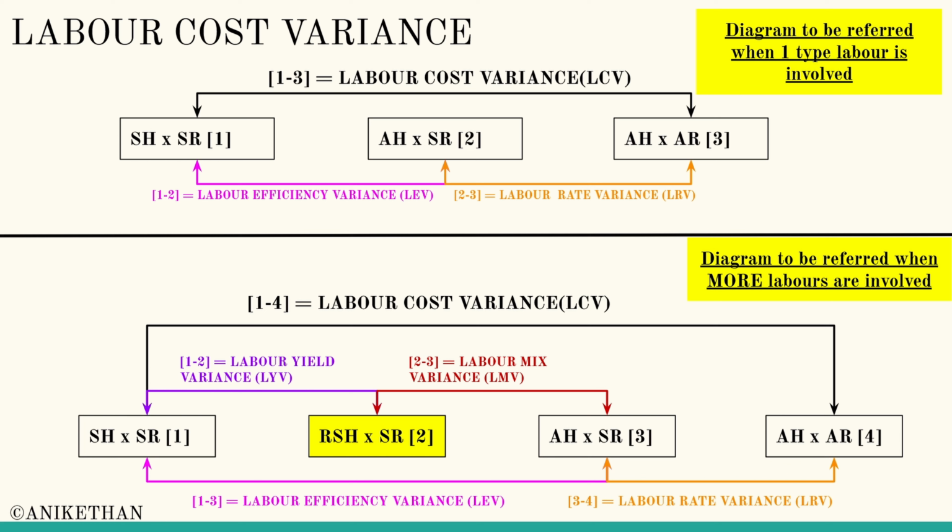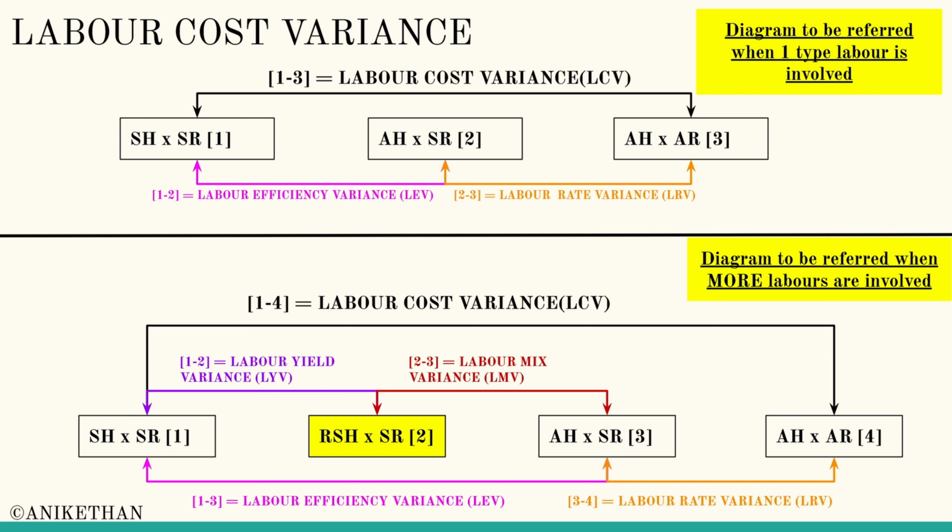In that case, what do you have to do? You have to calculate revised standard hours. The formula for revised standard hours is given here. You have to take AH total and multiply it with SH of A labor divided by SH total. We will see all of this when we solve a problem. The table is similar if there is no idle time. If there is idle time, we will have to adjust the labor efficiency variance, which I will teach you. Let's take an example of this problem.